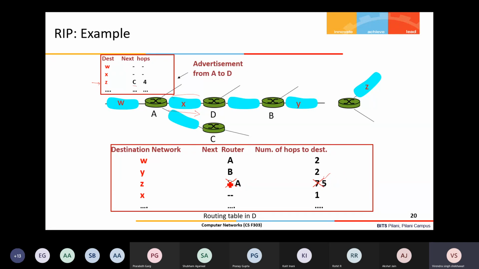And the next hop also will change. Earlier, this D was reaching Z via B. Now it says, okay, via A, I have a better path. A is telling me it can take me to Z in 4 hops, and the distance between me and A is 1 hop, so 4 plus 1, 5, and my next router also will change. So this is the way it works.